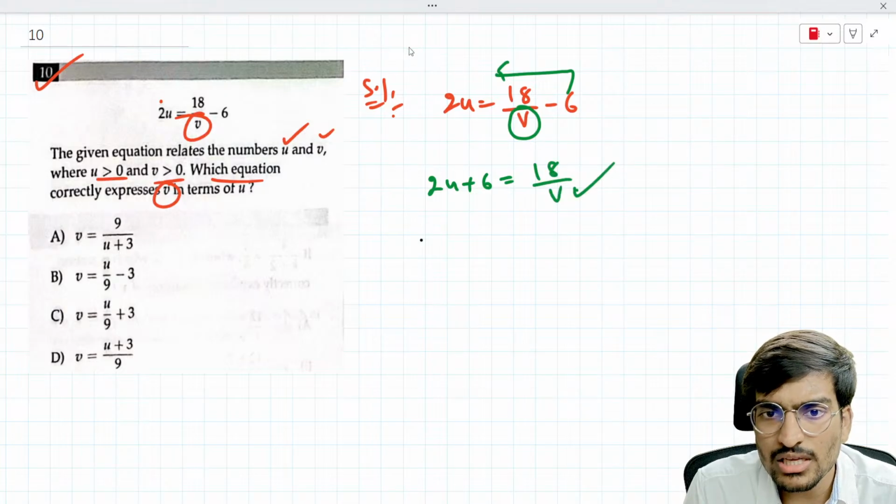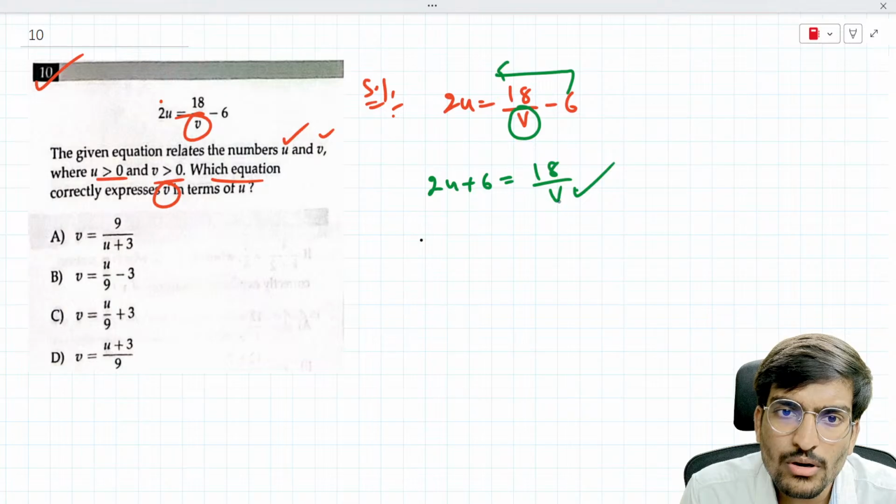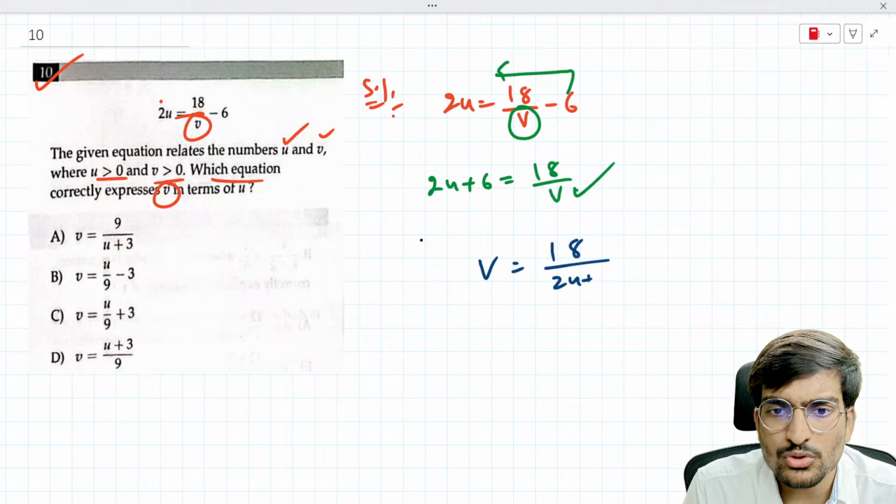You need only v. So what can you do now? You need 18v. Okay. So you can do it this way also. Again, I'm just doing it this way, but v equals 18 by 2u plus 6. So, but we don't have that.